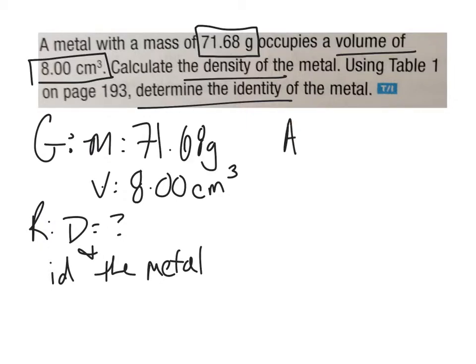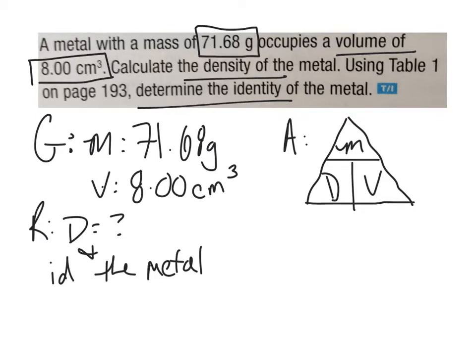For the analysis section of this, we need to determine the formula for density. So I get my density triangle out, and I think to myself, okay, what exactly are we trying to figure out here? Well, we know that density is what I'm looking for. So we'd cover up density with our finger, and as I'm covering up density with my finger, I see that mass is one unit that's available, and it's over top of volume. So I know that mass is over top of volume, or it's mass divided by volume.